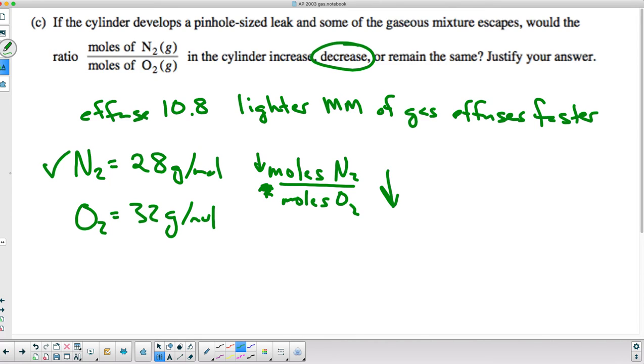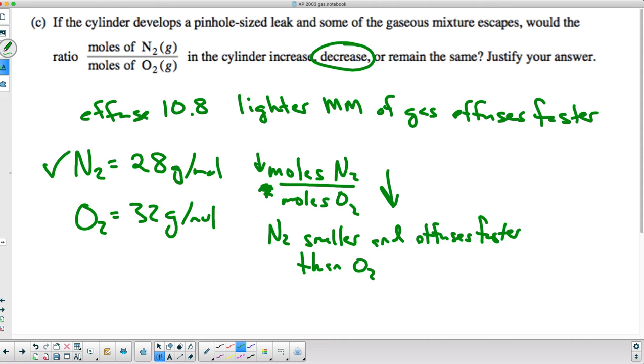It's not going to remain the same because the same amount of N2 and O2 are not leaving at the same rate. The N2 is leaving quicker because it's smaller in molar mass. So that's the justification: N2 is smaller and effuses faster than O2. And that's it. All right, let's move on.